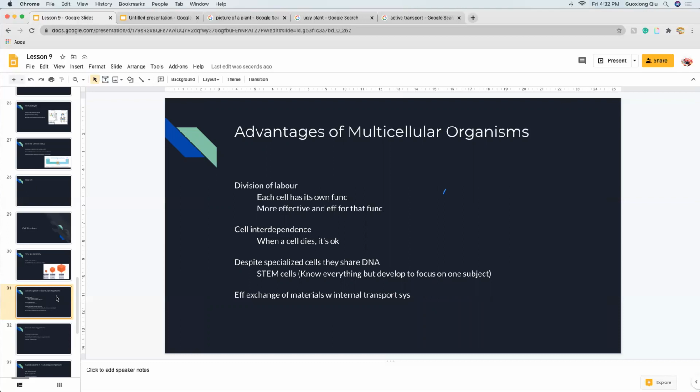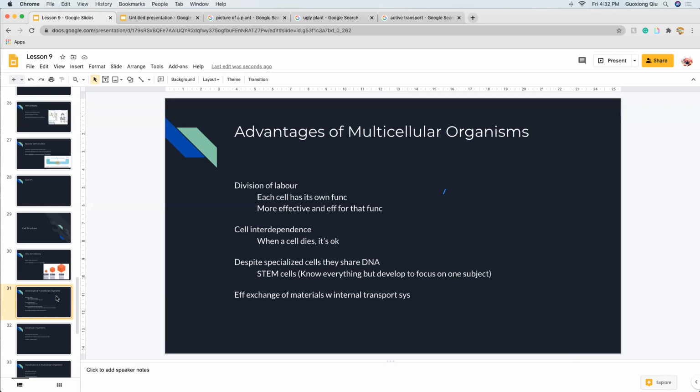Any living organism we see is multicellular because unicellular organisms cannot be seen by the naked eye. Now, multicellular organisms, the advantage of having many cells, why we evolved to have many cells, is because in multicellular organisms, there is a division of labor. Each cell has its own function.